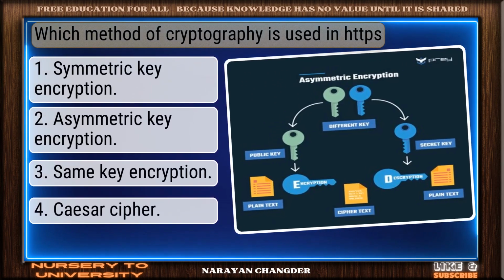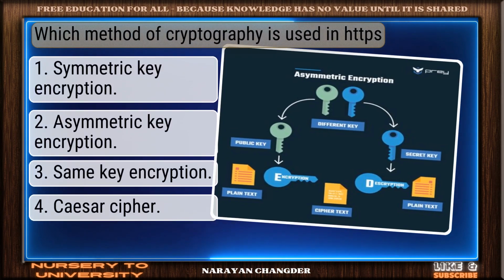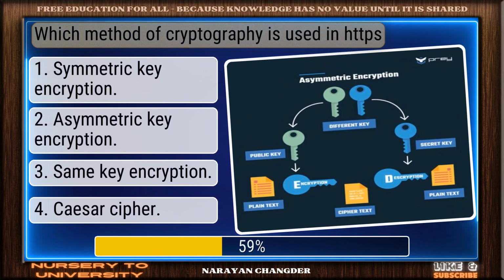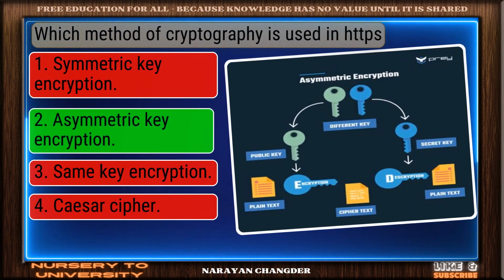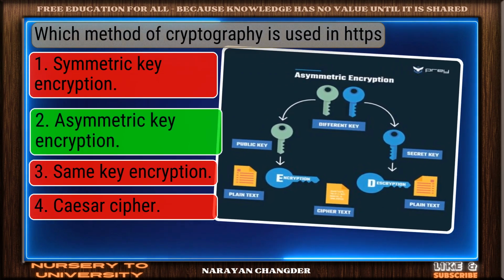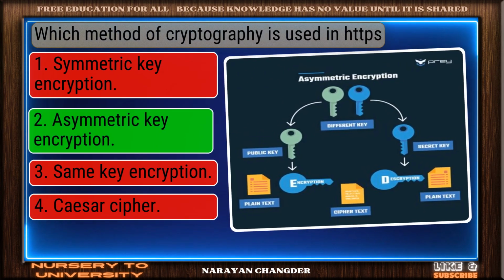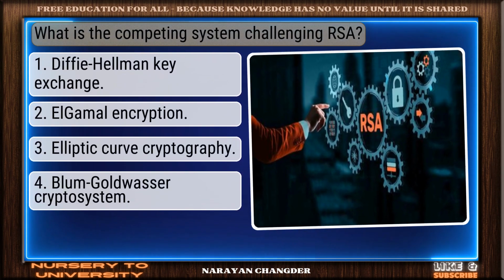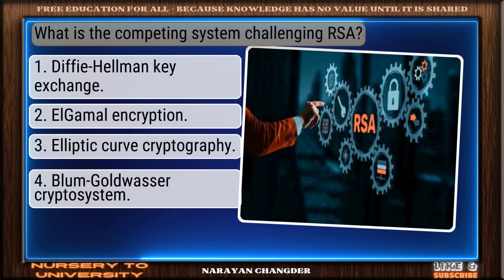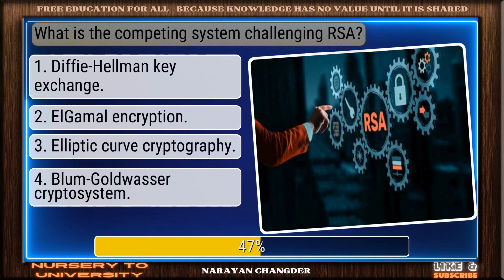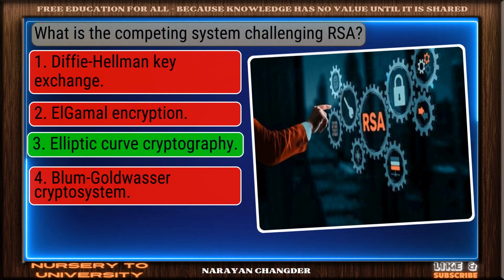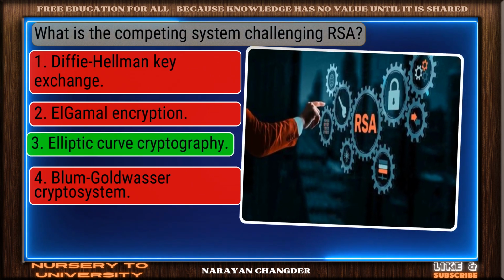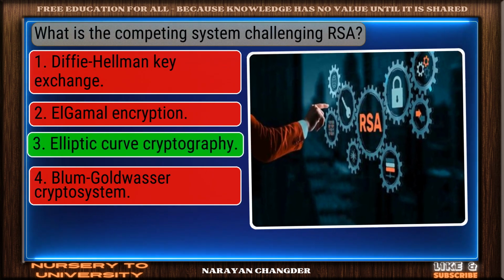Question number 56. Which method of cryptography is used in HTTPS? Right again. Asymmetric key encryption is a valid answer. Question number 57. What is the competing system challenging RSA? Solid response. Elliptic curve cryptography is a valid choice.